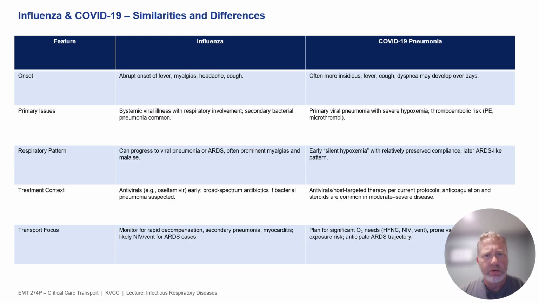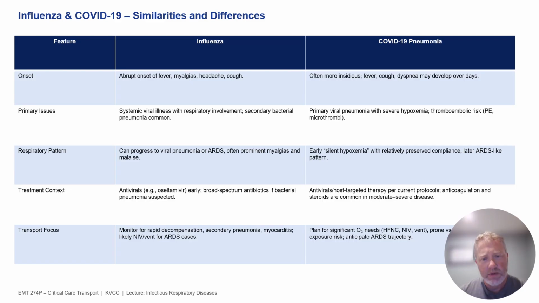One of the more difficult things to differentiate with diagnosis, especially if you don't have a confirmed flu swab or a COVID swab, is to identify the difference between a patient who has influenza and something like a COVID-19 pneumonia. So this table kind of contrasts influenza and COVID-19 pneumonia to help you understand the patterns that each produces in critical illness.